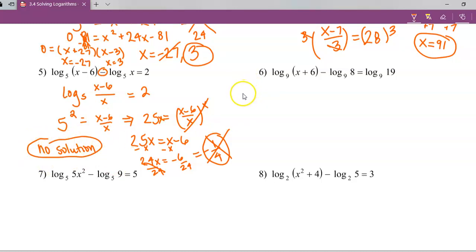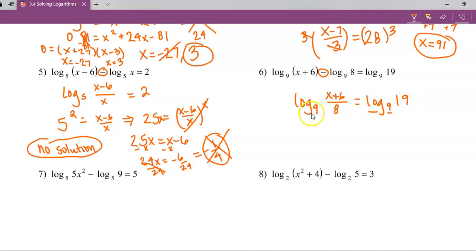All right, let's see. Let's do number 6. I don't want to do every one of these, but we'll do a few more. So on number 6, we're going to have to condense the left-hand side since we have more than one log. It's a minus again, so if it were a plus, I'd multiply. If it's minus, I divide. x plus 6 over 8 equals log base 9 of 19.